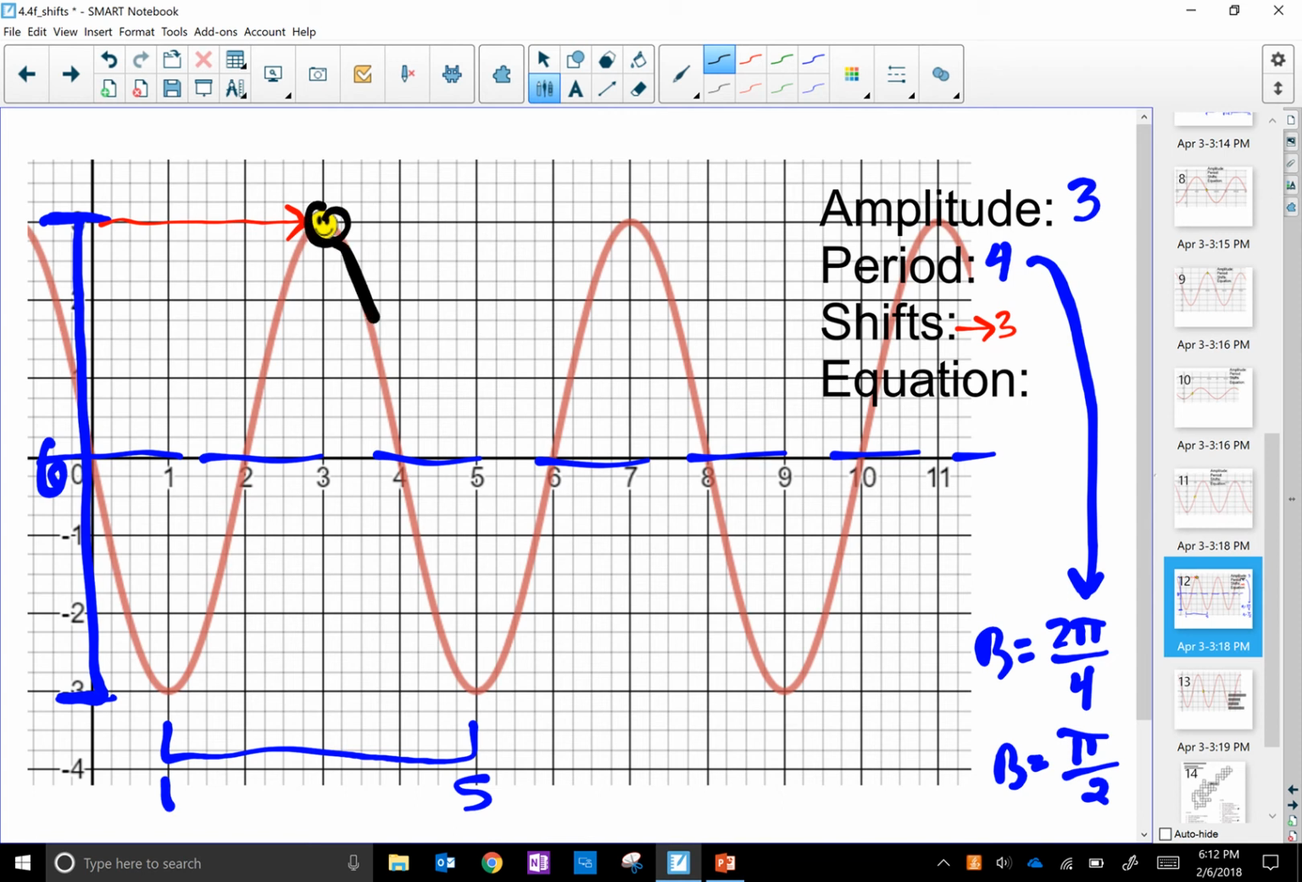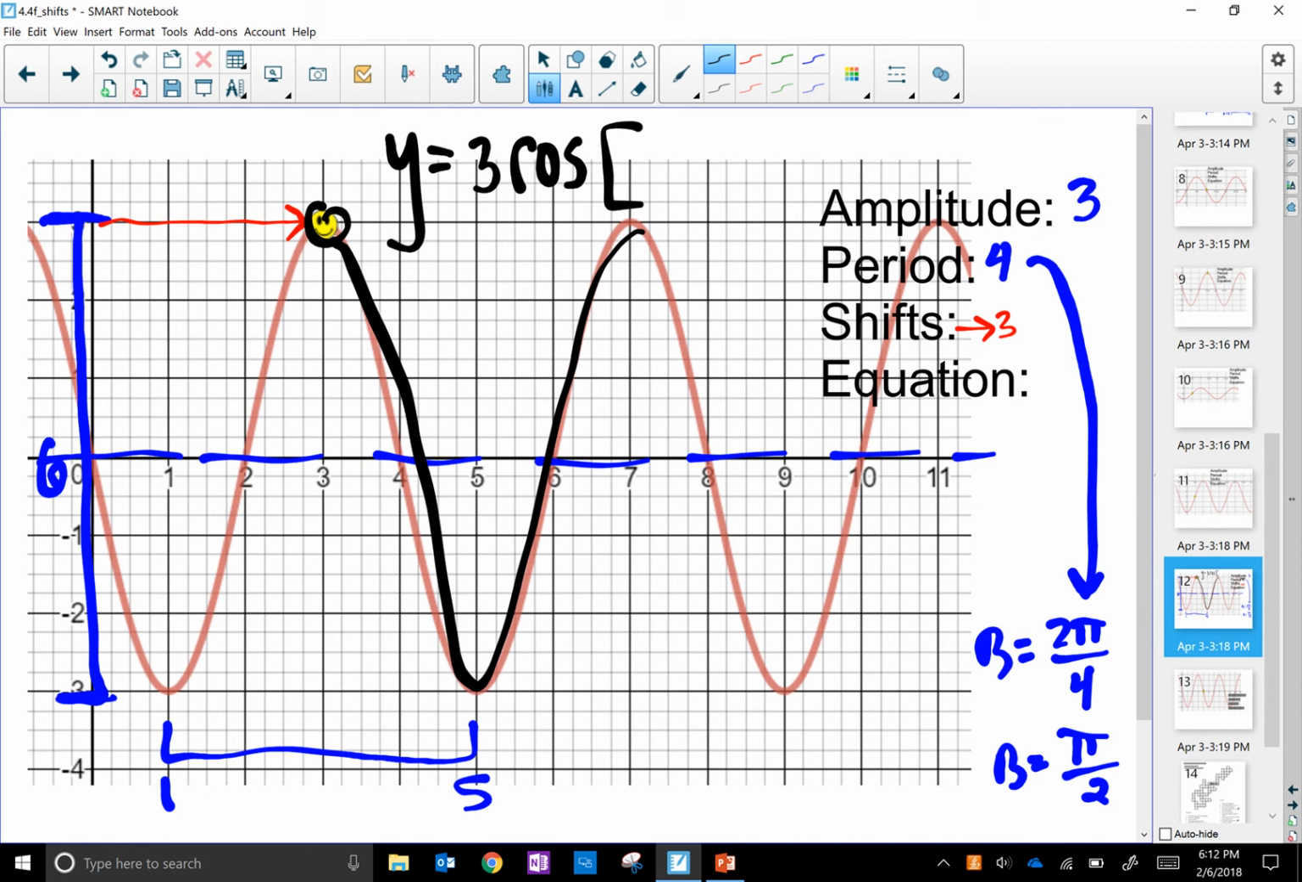So if I start here, that is a cosine, and since it goes down, the a value is positive because cosine always goes down in its natural state. So therefore the equation is y equals 3 cosine. The b value was pi over 2. My horizontal shift was 3 units to the right, and there was no vertical shift. So that's my equation. Let's do one more.